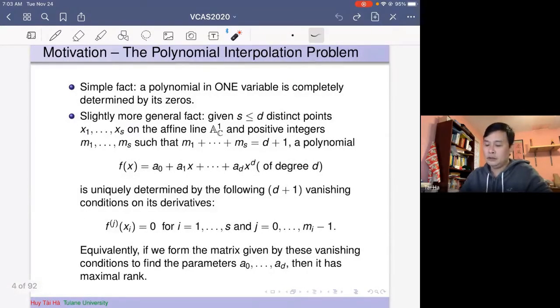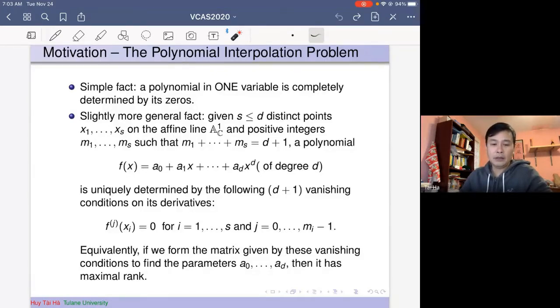Slightly more generally, if we give s points on the affine line and s positive integers m_i summing up to d plus 1, where d is at least s, then a polynomial of degree d is completely determined by d plus 1 vanishing conditions on its derivatives. So the condition is the j-th derivative of f evaluated at x_i is 0 for all i running from 1 to s, and all j running from 0 to m_i minus 1.